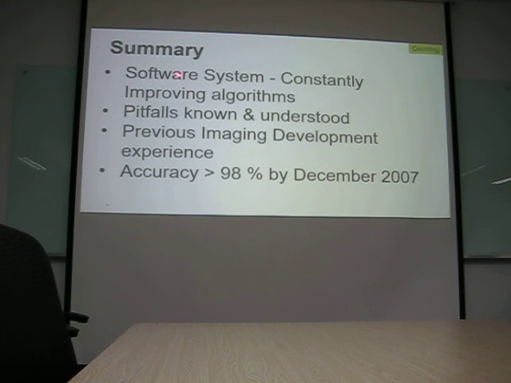Okay, so summary: software system, we have to keep improving the algorithm, that's a part. It's not sustainable, keep changing the algorithm. So I told them it's not sustainable. Pitfalls known. So I told them we will aim only for better than 98 by December 2007. That's it. I'm not going to do more than that. There's too much limitation already.